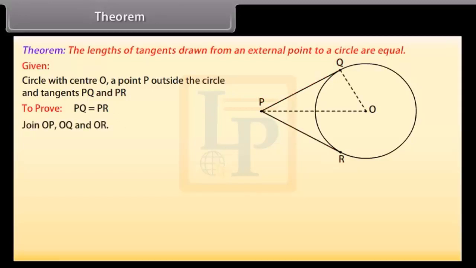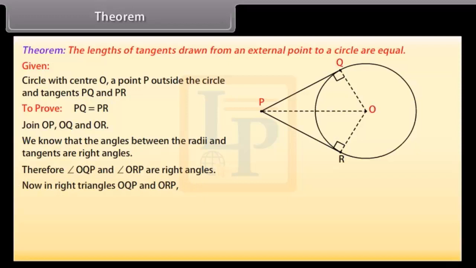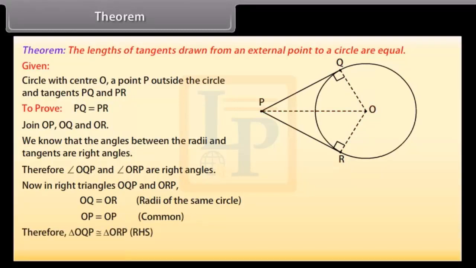Let's join OP, OQ and OR. Now we know that the angles between the radii and tangents are right angles. Therefore, angle OQP and angle ORP are right angles. Now in right triangles OQP and ORP, OQ is equal to OR because these are the radii of the same circle. OP is equal to OP, common. Therefore, by RHS congruence rule, triangle OQP is congruent to triangle ORP. This gives PQ is equal to PR because congruent parts of a congruent triangle are always congruent.